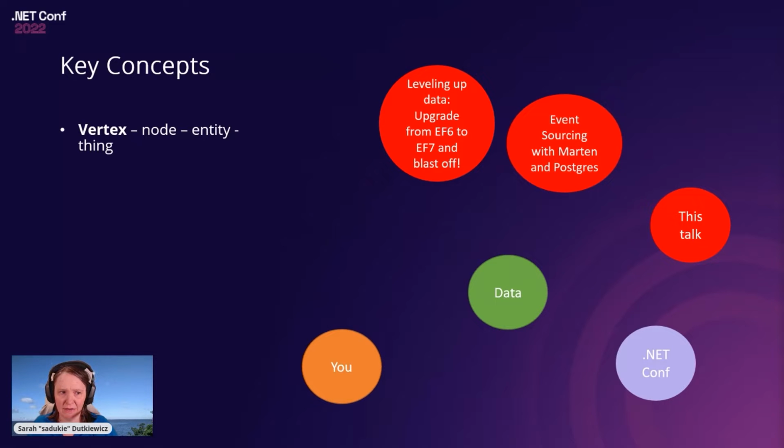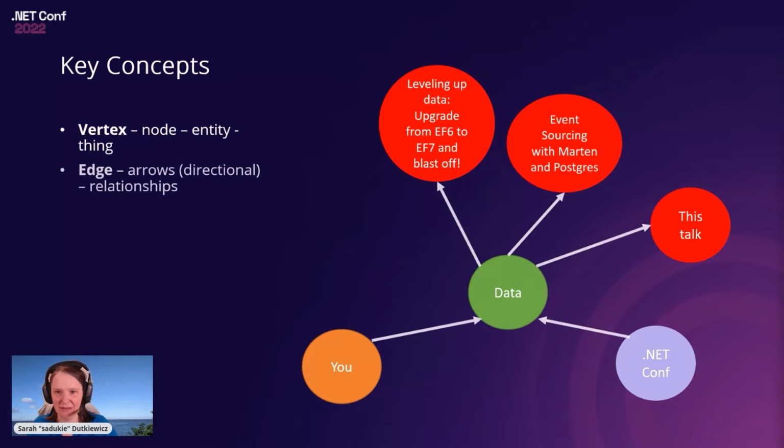We have the red circles. Those are talks. That's the type that they are, or the label, as we will see in a little bit. Data, this is a topic. .NET Conf, that's this event. And if you saw the promo video I made for this, look, you are here in my talk. Told you, you are in my talk. I need you to be here. All right. So those are the vertexes.